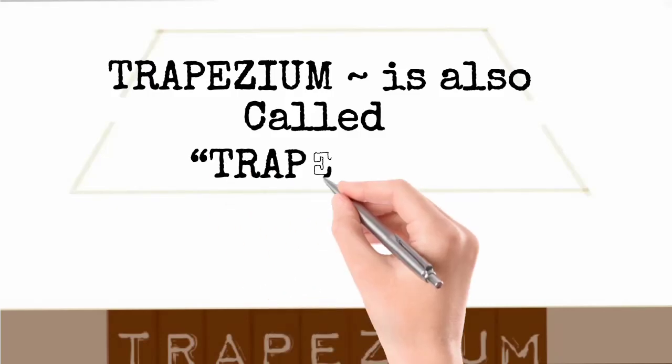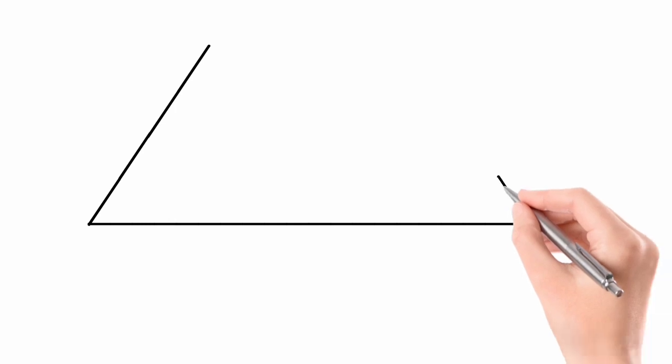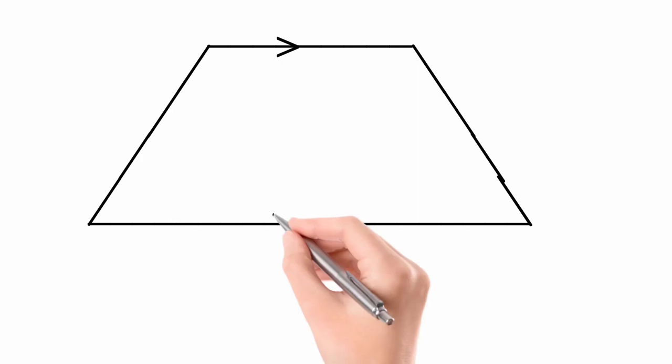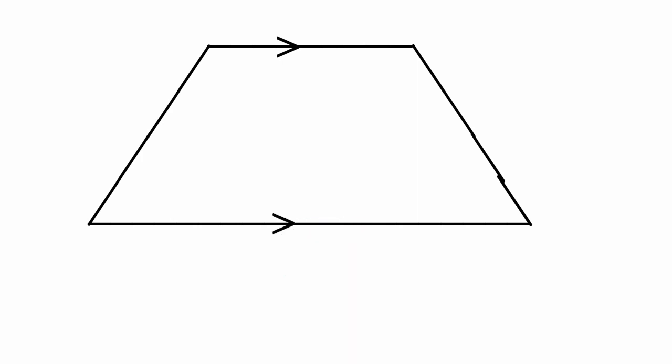Trapezium is also called trapezoid. Trapezium is a four-sided figure which is among the quadrilaterals. There is an arrow at the upper horizontal line which indicates that it is a parallel line, and there is another arrow at the bottom horizontal line which also indicates that it is a parallel line. The figure below is a 2D model.